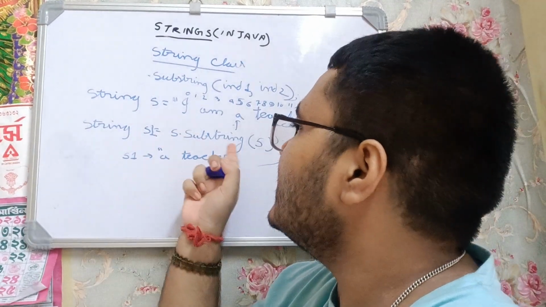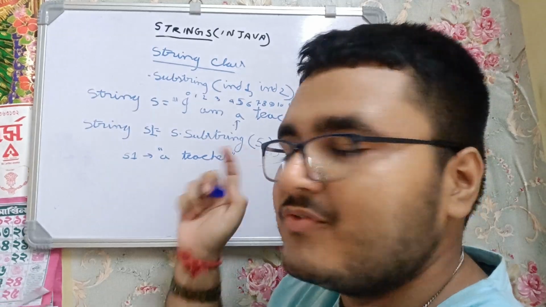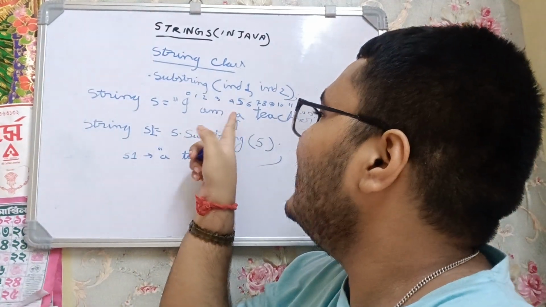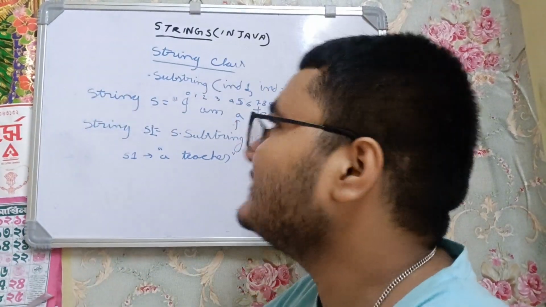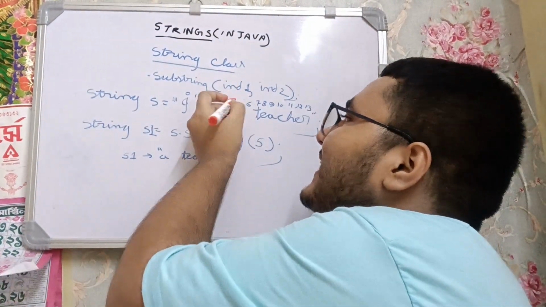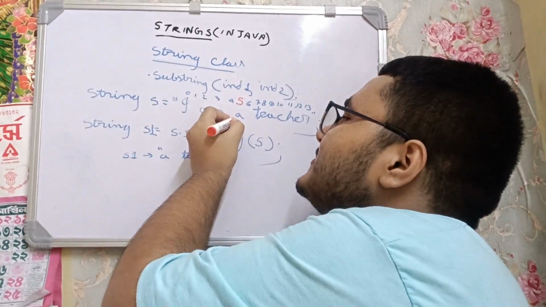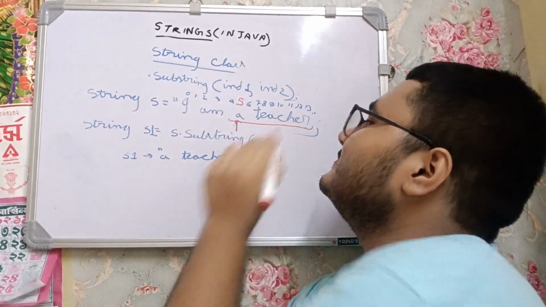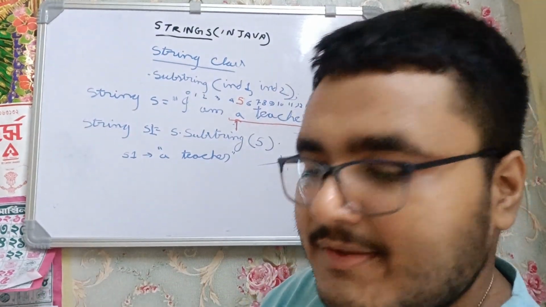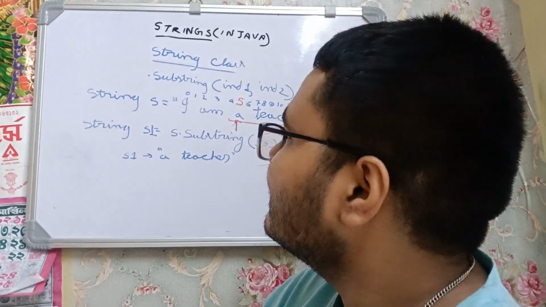So s1 is equal to s dot substring 5. So 0, 1, 2, 3, 4, 5. I am marking it with another color, red. So from index 5, this entire string will be collected. Getting my point? Yes or no?